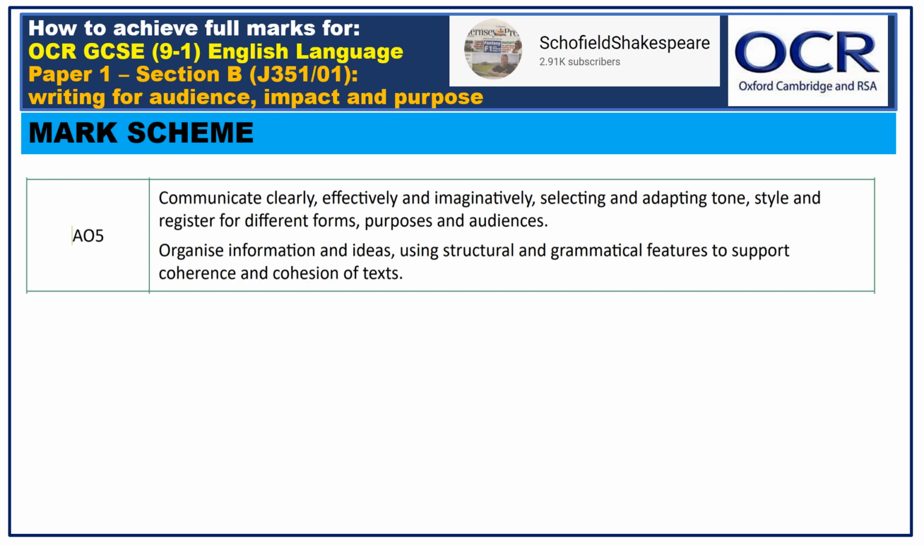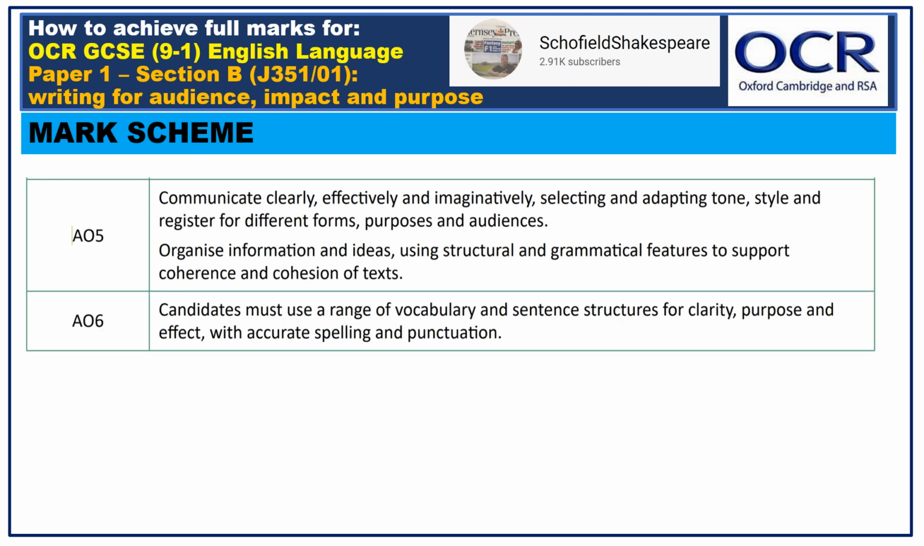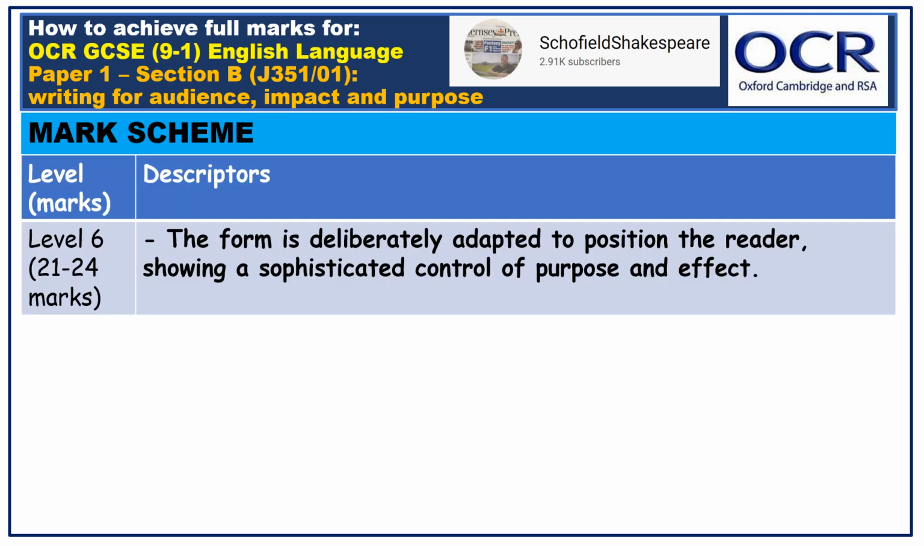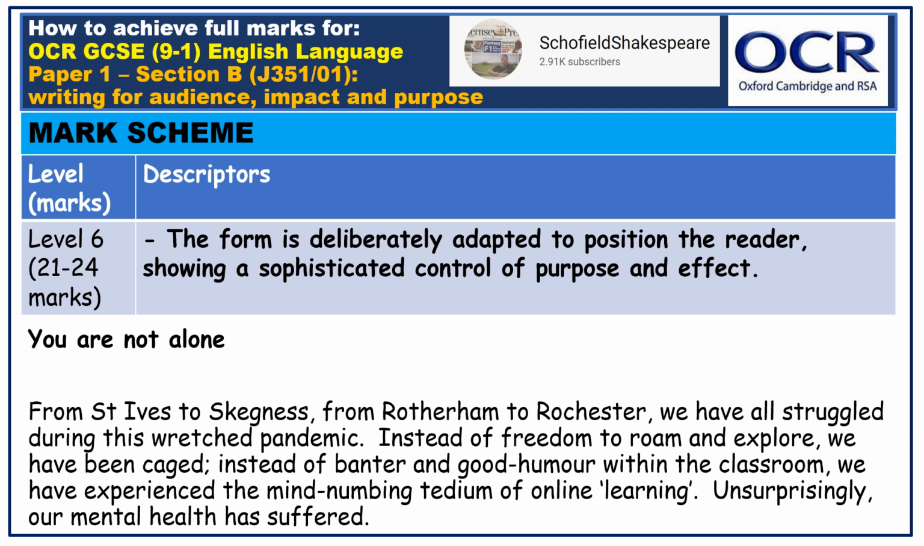The mark scheme is split into two sections with up to 24 marks available for AO5 and 16 for AO6. The top band for AO5 states that you need to deliberately adapt the form to position the reader and show a sophisticated control of purpose and effect. Now, this is quite tricky to do on an individual sentence or paragraph level. However, perhaps this short piece of writing begins to meet the requirements of deliberately adapting form to position the reader.